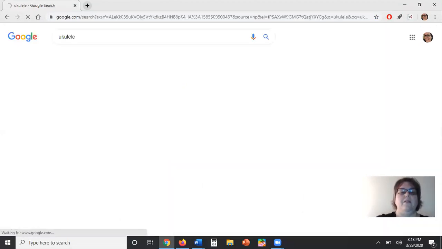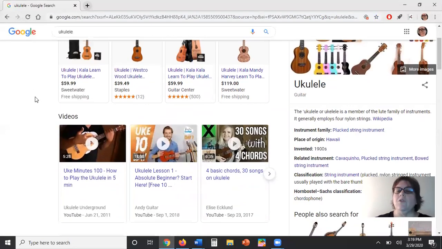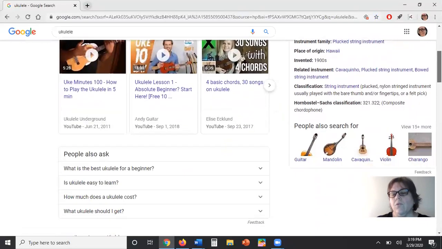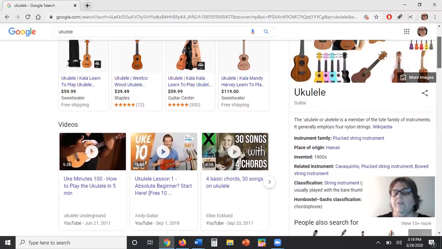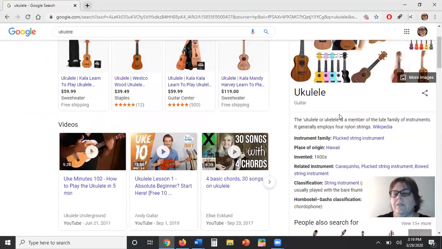Ukulele, right? So what comes up usually when you pull up a topic is something that is for sale sometimes. At the top across here, you've got several ukuleles that you can purchase and the places that you can purchase them from. Over here on the right, and this is what Google Chrome usually does, is the Wikipedia entry. Yes, this is the Wikipedia entry, which sort of defines and gives a history of the ukulele.